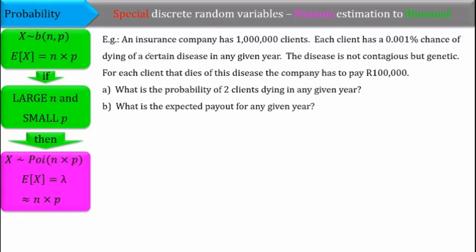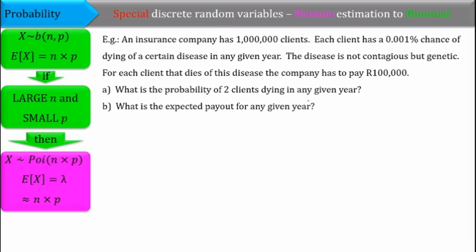Right, let's look at this example. An insurance company has 1 million clients. Each client has a 0.001% chance of dying of a certain disease in any given year. This disease is not contagious but genetic. For each client that dies of this disease, the company has to pay 100,000 Rand.